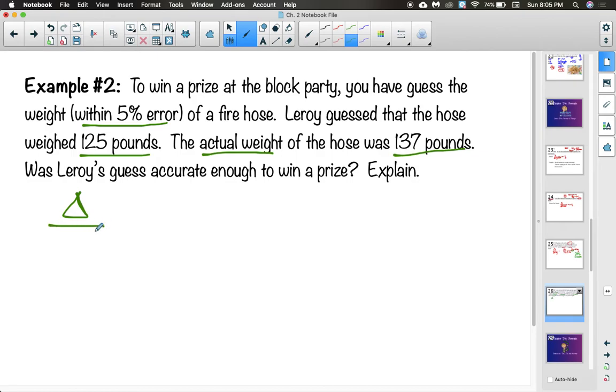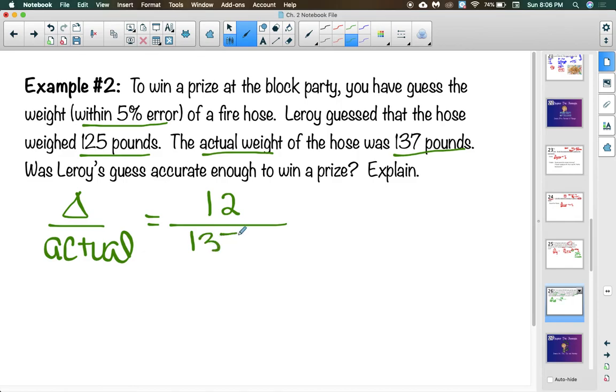Remember, the formula for percent error is delta over the actual number. And again, this formula is just to help guide you. I would write it on the paper as you're learning it, but basically we just take the two numbers and subtract them. 137 minus 125 is 12, so Leroy's guess was 12 pounds away, but that's not how we find percent error. We have to take those 12 pounds and divide them by the correct weight, the actual weight, and the actual weight was 137. So we would drop the 12 into the house, divide 12 by 137. I'm going to use my calculator to do that.